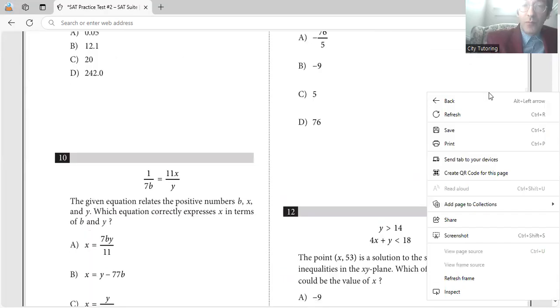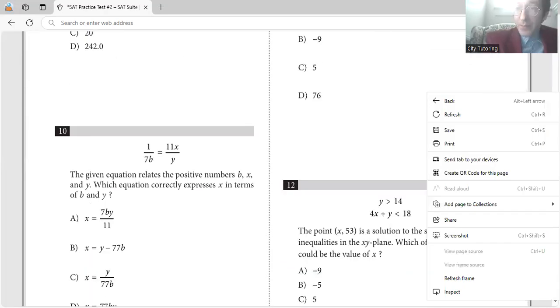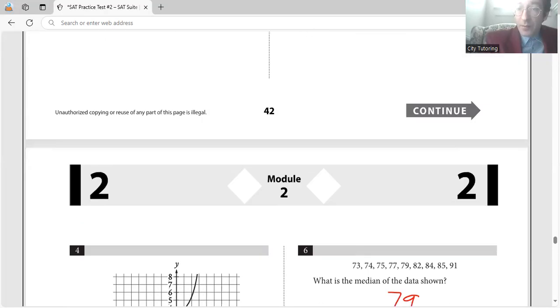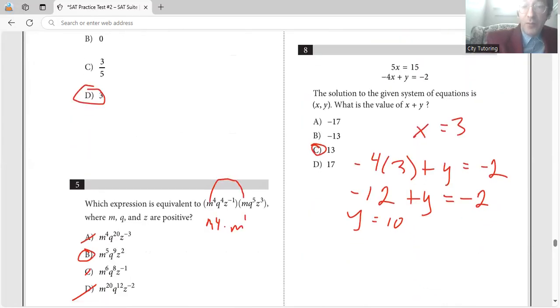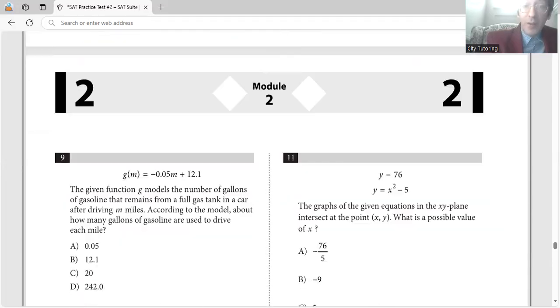From what I saw on the first page, you don't actually need a calculator so far. None of those problems should require a calculator.